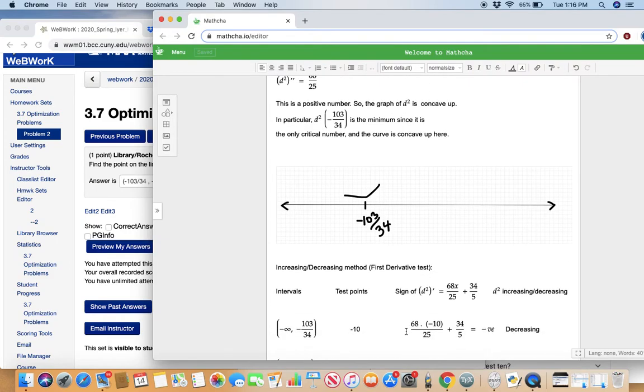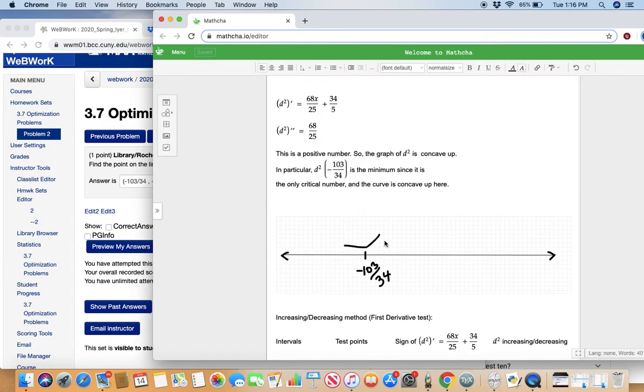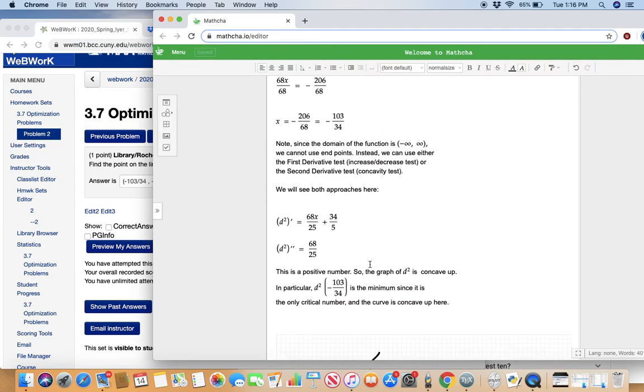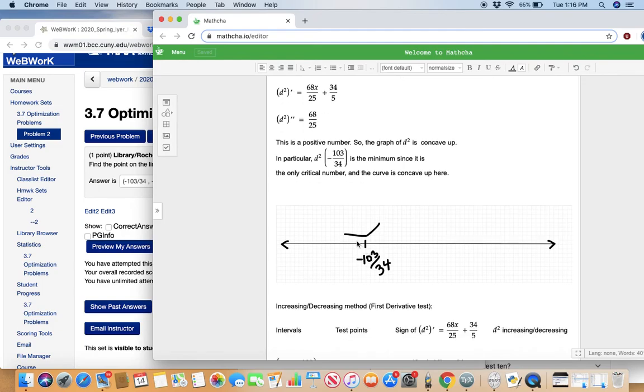So you see, you have negative 103 over 34. It's going to be concave up. That is, this is going to be a minimum. And since this is the only critical number, this is going to be the absolute minimum. So that's one way using second derivative test.